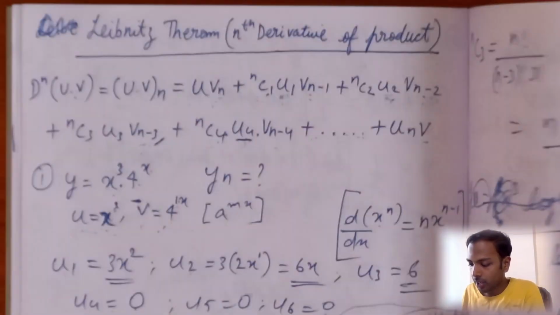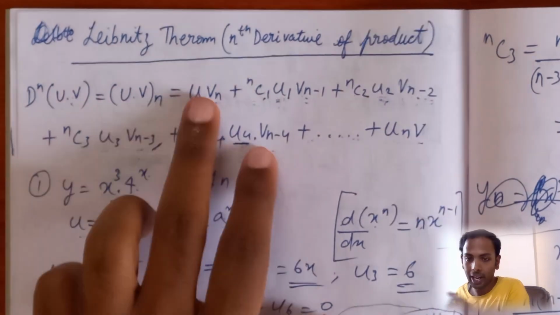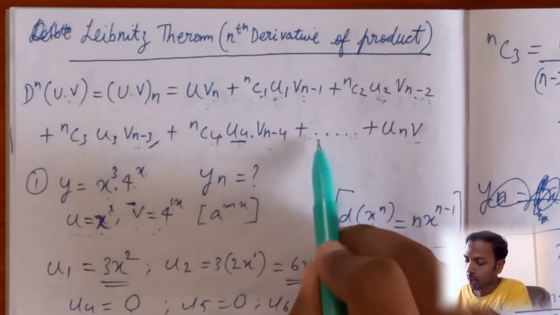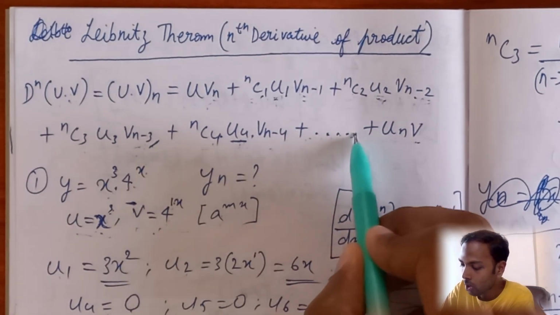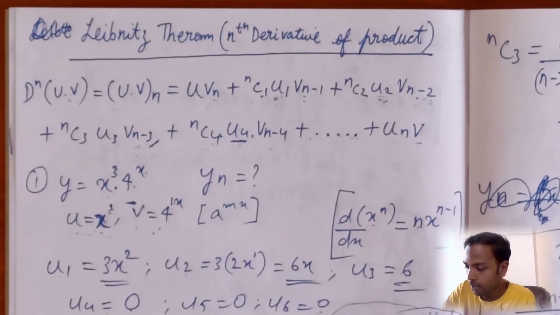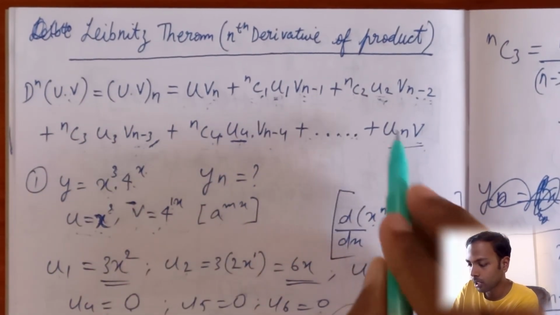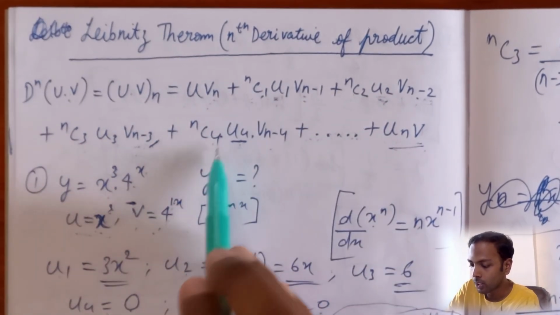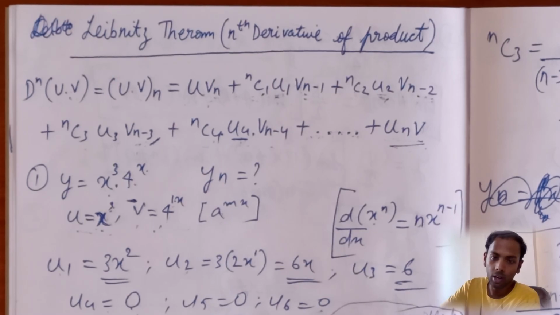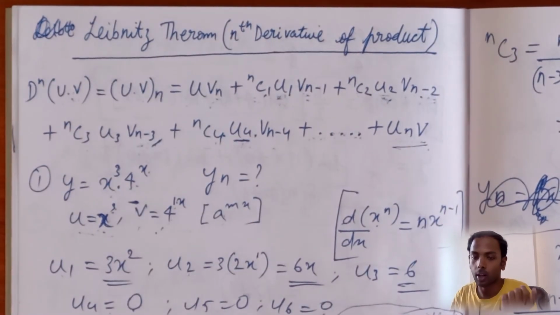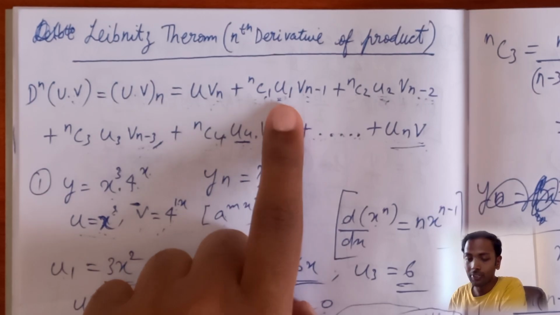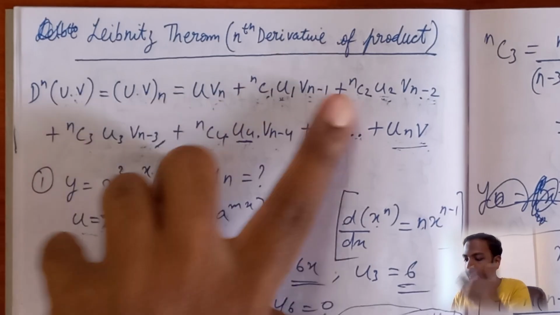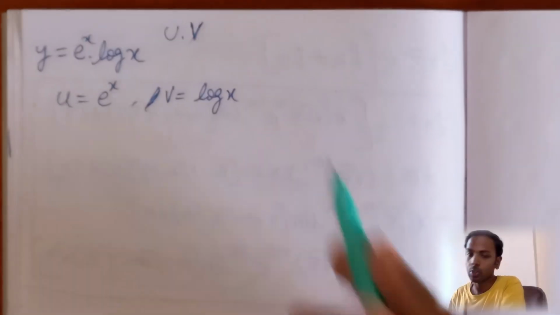So the Leibniz theorem clearly says that we need some data to find. We need u, vn, nc1, u1, vn minus 1, so on and so forth. There are many terms. This dot representation tells that Leibniz theorem has many terms in it till the last term, and in between the first term and last term, there'll be many terms like nc1, nc2, nc3, nc4, u4, u5, so on and so forth. So that's what this dot representation means. So let's first of all start with u. Let's find u1, u2, u3 first, and then let's go to vn minus 1, vn minus 2, and then let's find nc1, nc2 and all that.